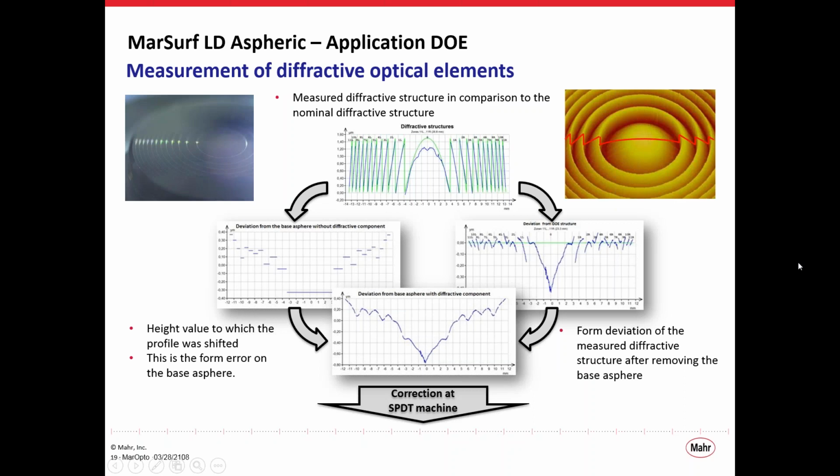All right. Well, another software add-on for the LD260 allows us to measure and analyze diffractive optical elements. Here in this example, we have measured a diffractive optical element that was diamond turned onto an aspheric surface. With the software, we are able to separate the deviation of the base asphere from the deviation of the diffractive structure, and then we provided that information back to the single point diamond turning machine for correction.